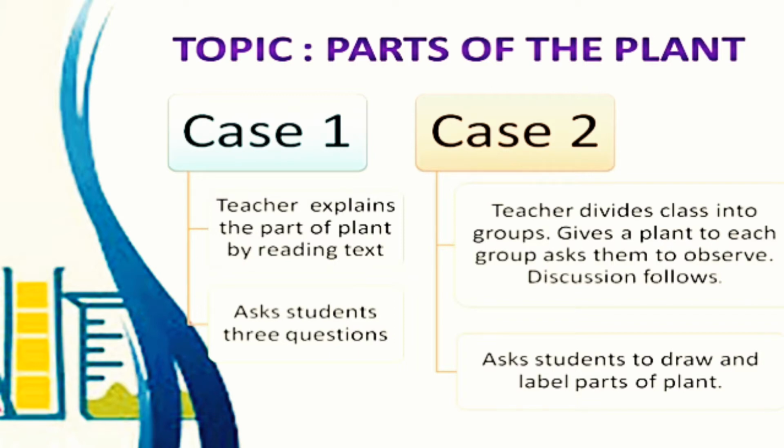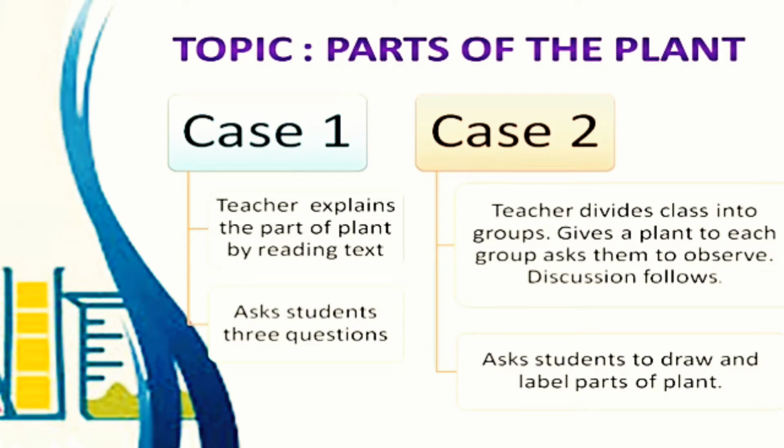Take an example of another situation. Here, the teacher teaches the same topic, parts of the plant, by dividing the class into groups. She gives a plant to each group and asks them to observe. They observe and infer. This is followed by discussion. Now, the teacher asks the students to draw and label the parts of the plant. The teacher here acts as a facilitator, helping the students learn about parts of a plant, but the students are at the center of the learning process.